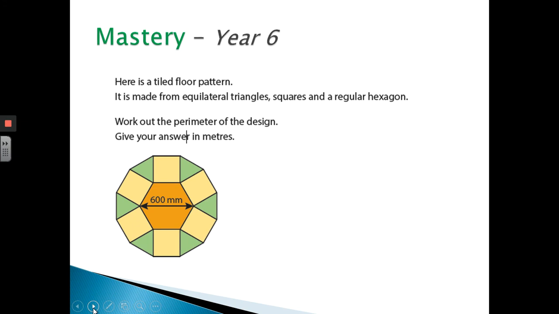300 millimeters. I know that there are 12 sides on that shape in total, so 300 times 12 would be 3,600 millimeters. But it asks me to give my answer in meters, so I need to think about how many millimeters are in a meter. Milli means 1,000th, so I'll need to divide my answer by 1,000. So 3,600 millimeters is equivalent to 3.6 meters.